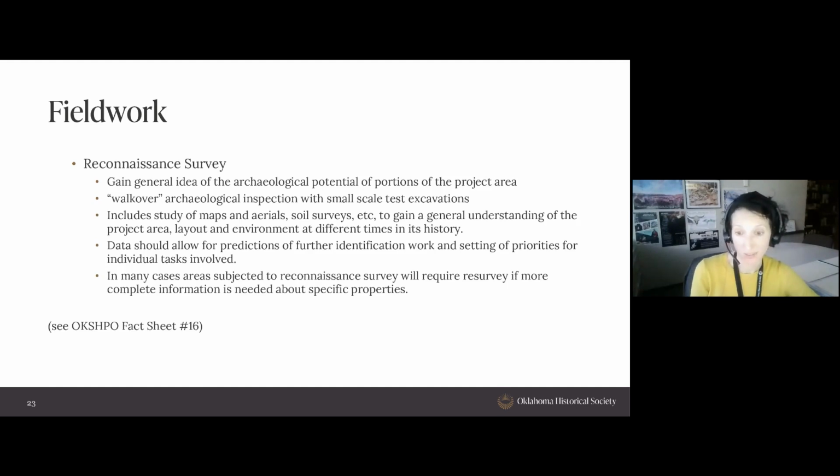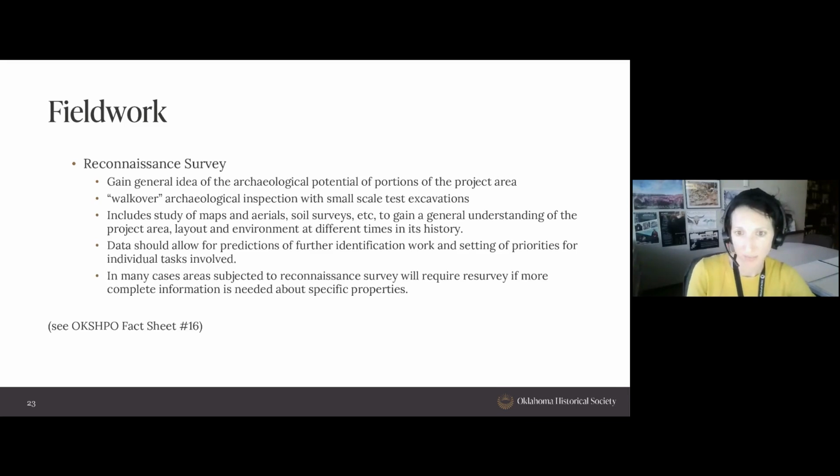performing small-scale investigations or shovel tests, perhaps. If you're doing this type of survey, you're going to make sure that you're studying maps and aerials, soil surveys, etc., so you understand the project area, the layout, and the environment throughout the history of that area. So you know where you're looking and what you might be looking for, and all of this is discussed in your research design.